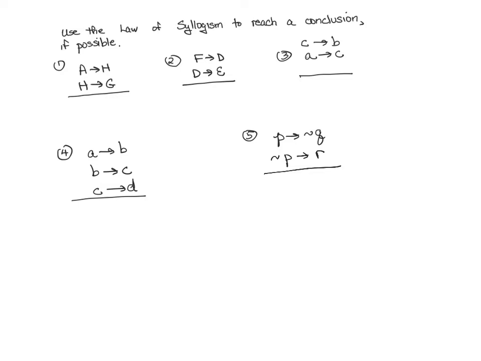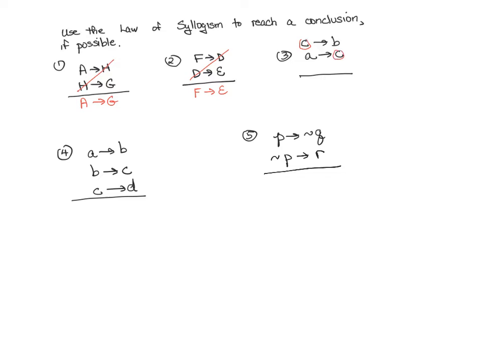All right, let's copy these 5 problems down, and let's see how we could use the law of syllogism to make a conclusion if we can. All right, so let's start with number 1. If A then H, and we're given if H then G, then the answer would be if A then G. By the law of syllogism, they cancel. Similarly, in number 2, the answer is if F then E, we can apply the law of syllogism. But in number 3, we don't have the matching pieces in the right place.